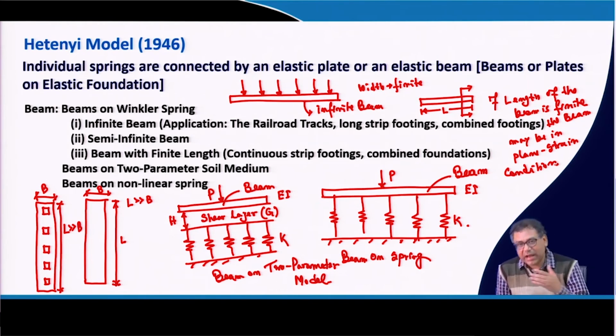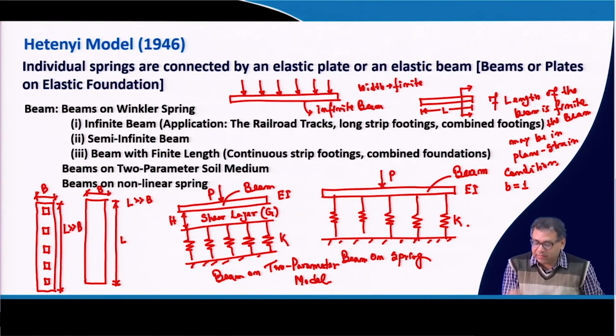Plane strain condition means the dimension of this beam along the perpendicular direction is very much longer than the length of the beam. In such case, this will be treated as a finite beam in plane strain condition, where the width of the beam will be taken as 1 or unit. Remember that if this is the infinite beam, then you have a finite width of the beam. And if it is a finite length of the beam, there is a possibility that the beam will be under plane strain condition, and we have to consider B as a unit.